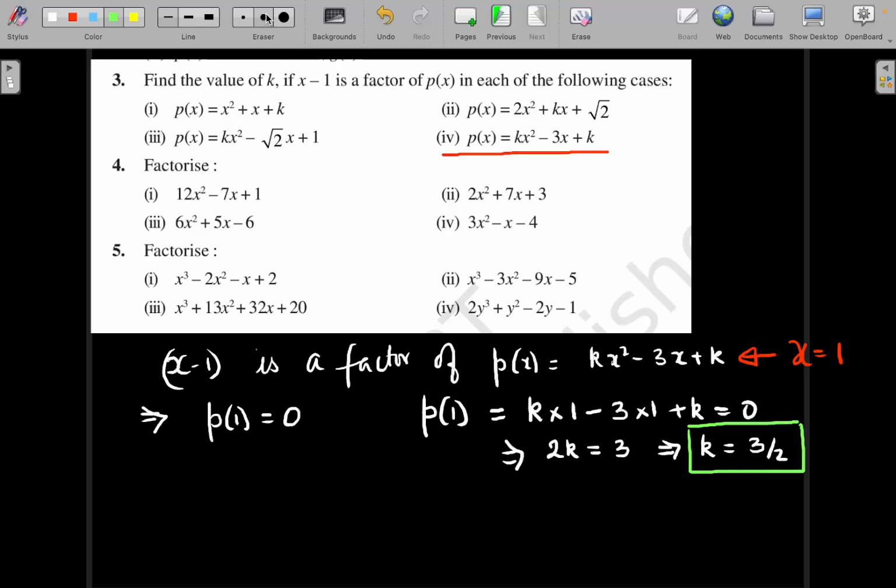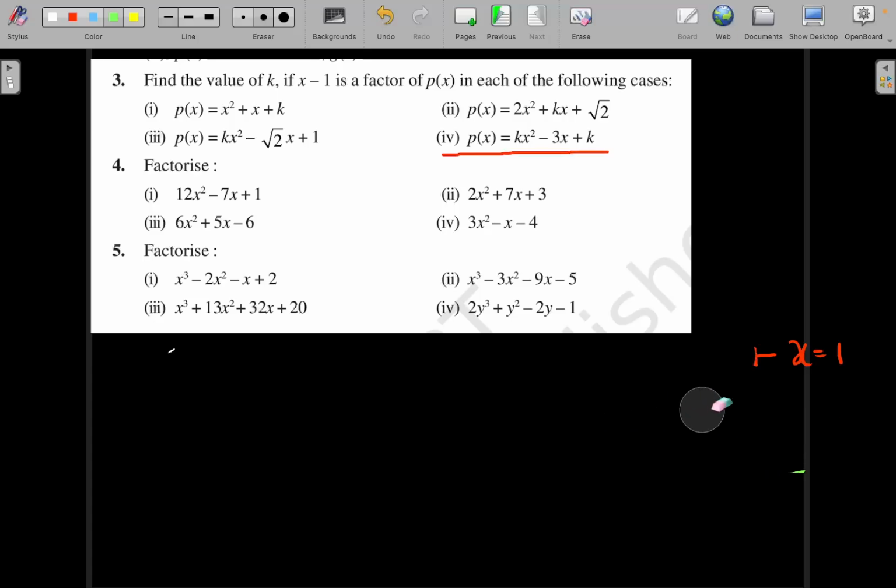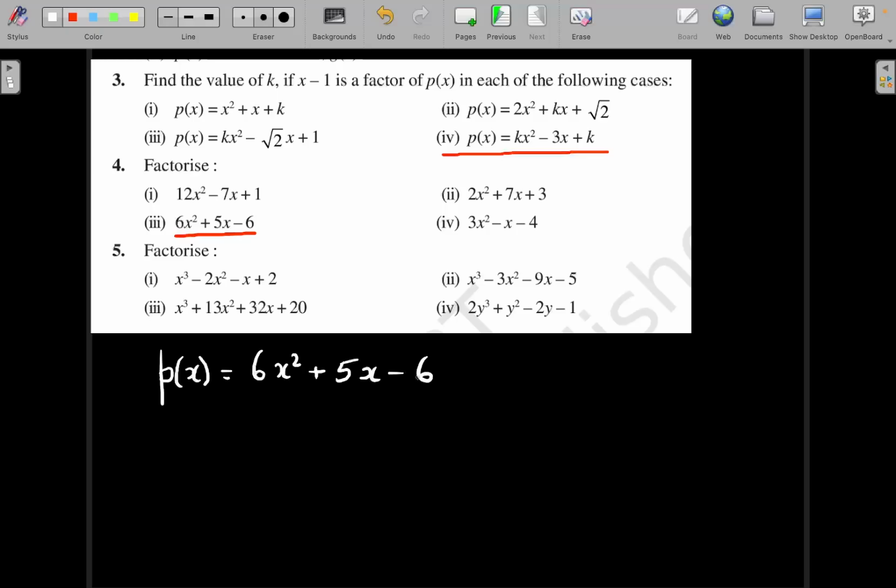So now let me try and pick up some problem from here. So this is known, very important in your basic algebra. So which one should I do? Okay, maybe I'll pick up this one. Let me try this one. So this is a quadratic. So here when you have a quadratic which is 6x square plus 5x minus 6.